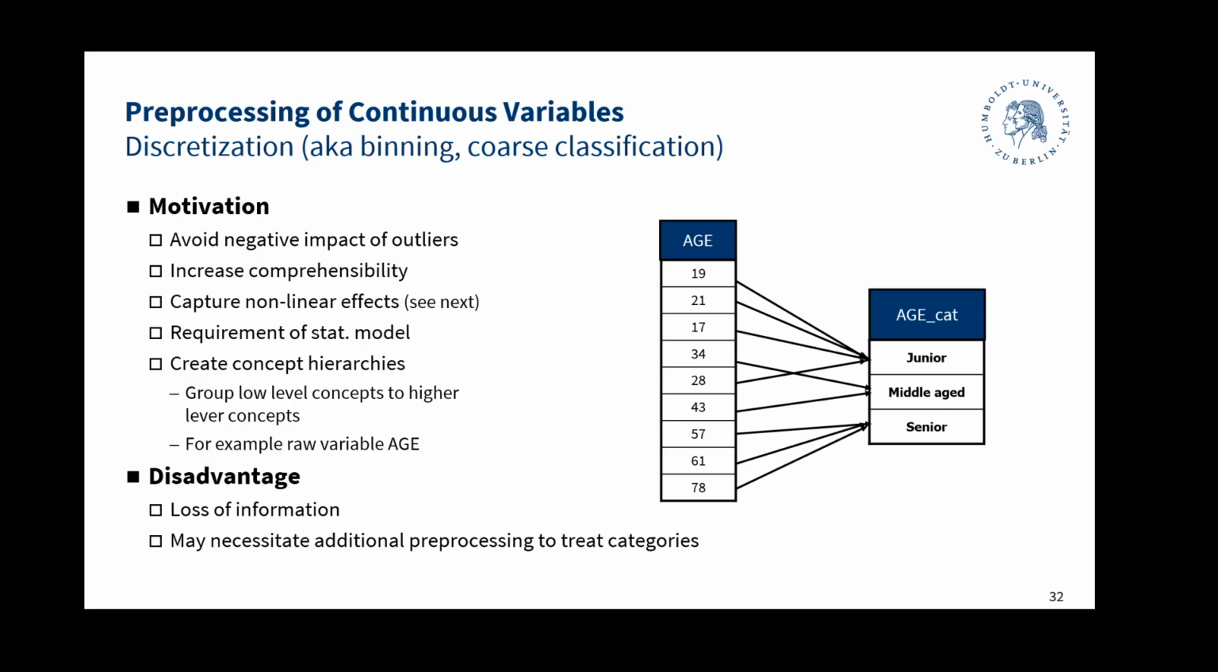It can increase comprehensibility for the human again. It may give you a way to capture non-linearities in the data with a linear model. And it might have some other advantages. The disadvantage is you lose information. You're no longer able to distinguish your customers with the same level of granularity. And then you might need to worry more about how you treat the actual categories in your model. More on that shortly. But it's clearly something that's often done with discretization.